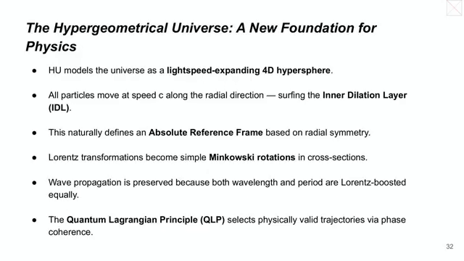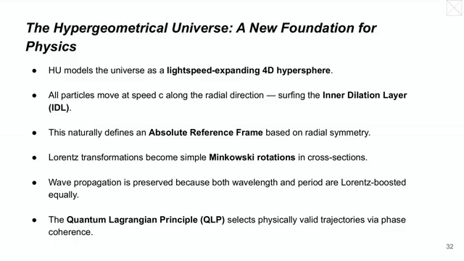Let's bring everything together. In the WHO model, space is not 3D, it's 4D. And this 4D hypersphere expands at the speed of light. That's not just poetic, it has consequences. Particles don't drift arbitrarily, they surf a very specific geometric surface, the inner dilation layer, always at speed c in the radial direction.